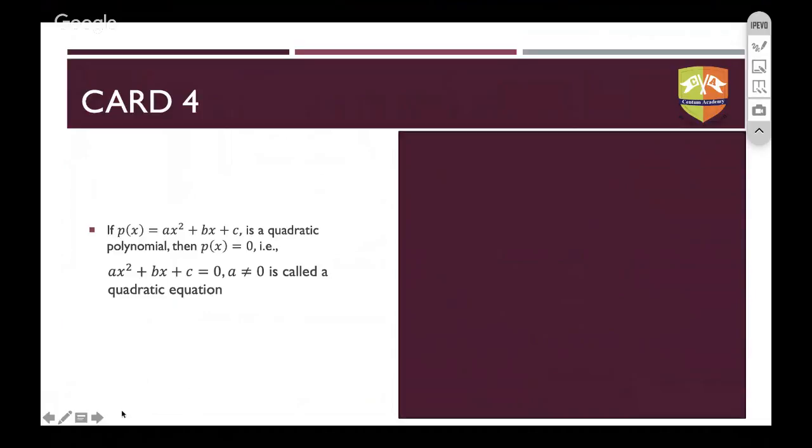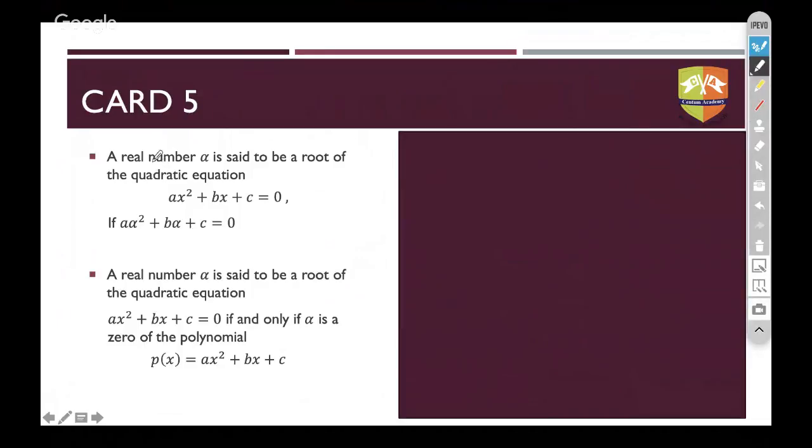Next slide, what is there in the next slide? Next slide says a real number alpha is said to be a root. Mind the word. So a real number alpha is said to be a root of the quadratic equation ax square plus bx plus c equals to 0, if a alpha square plus b alpha plus c equals 0. Time and again you have done it, so no point investing more time into it. Hence, if alpha is the root, then if you deploy that alpha in the equation, you will get both sides, LHS as well as RHS, to be equal to 0, right?